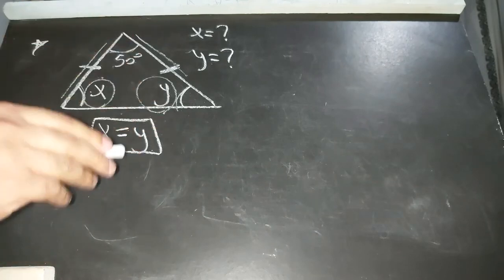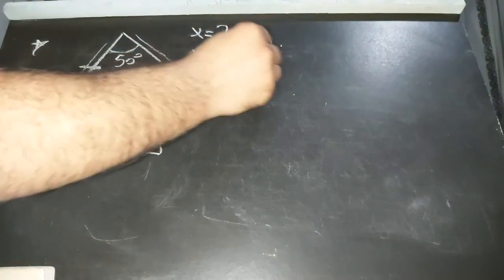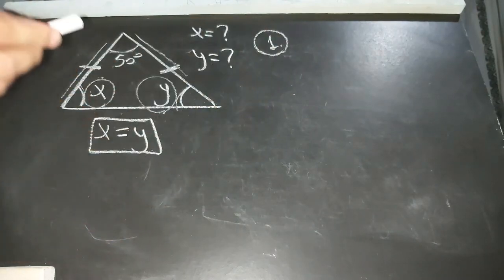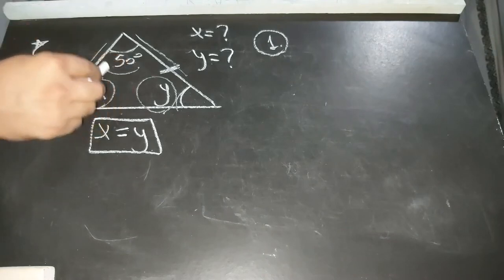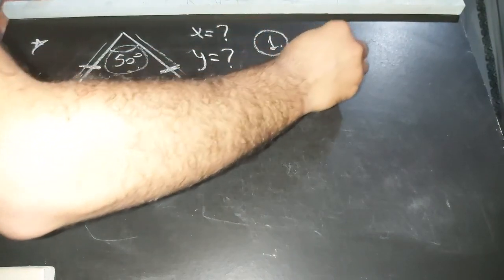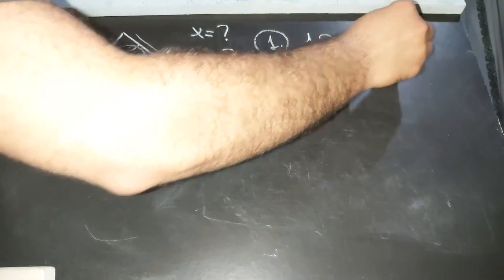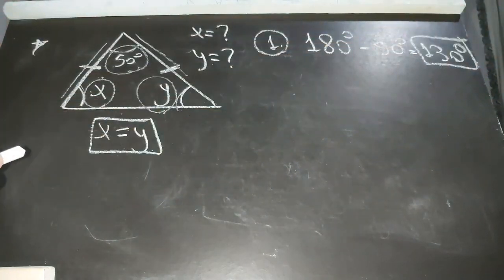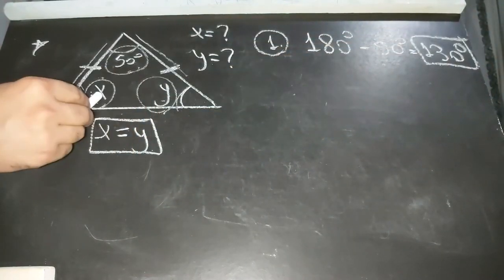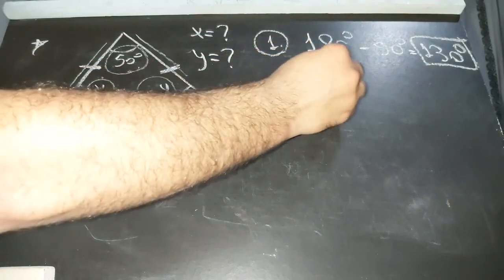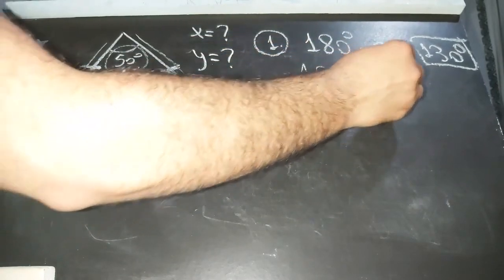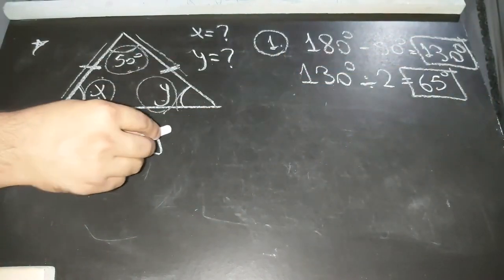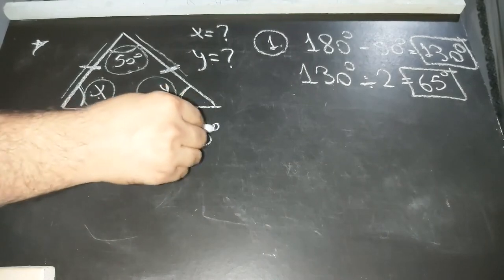So I have two methods to solve this question again. The first one: remember the sum of the interior angles of a triangle was 180. We are going to subtract this angle from 180. 180 minus 50 will be 130. Now I got two of the same angles, so I'm going to take 130 divided by 2. That will be 65 degrees. So x and y are 65 then.